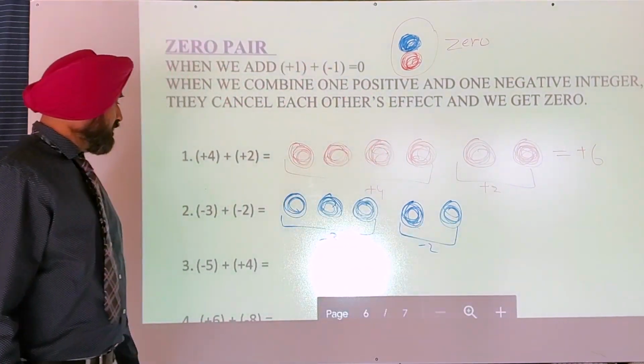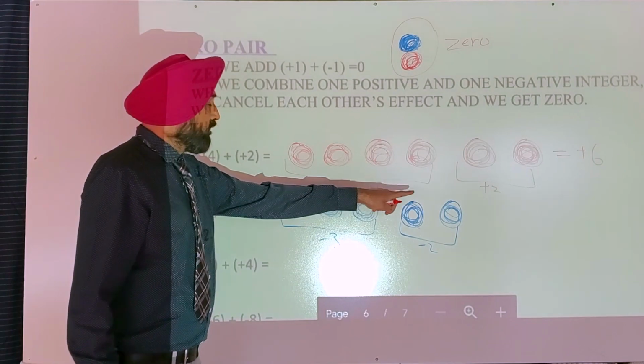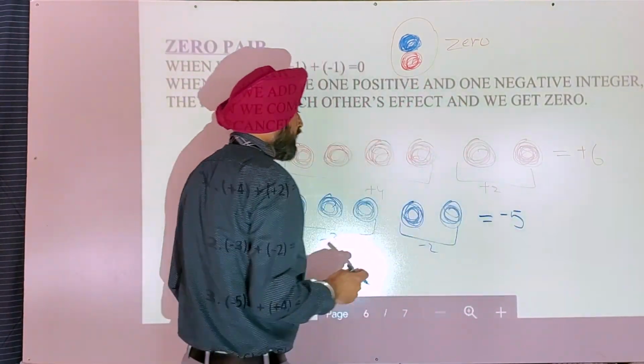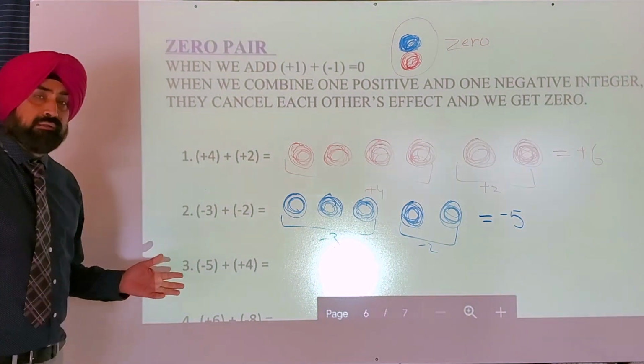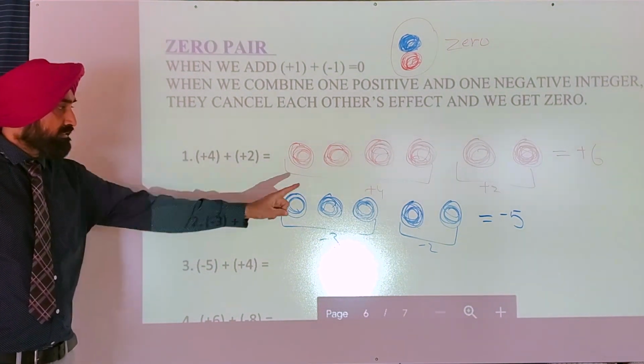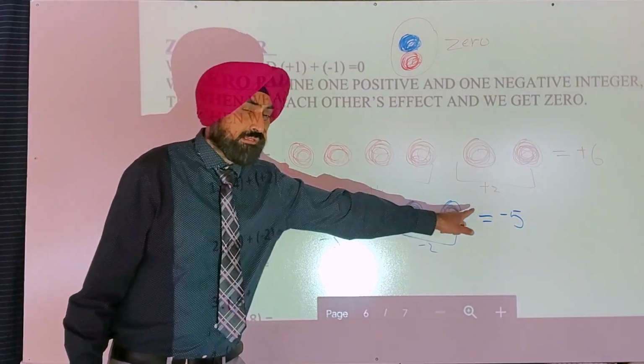So now count how many are there. 1, 2, 3, 4, 5. So 5 blue chips means negative 5. And if you see the rules to add integers, negative, negative, we add, and the sign is negative. So negative 3 plus negative 2 is negative 5.